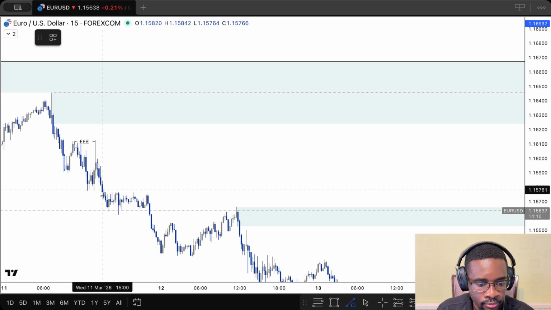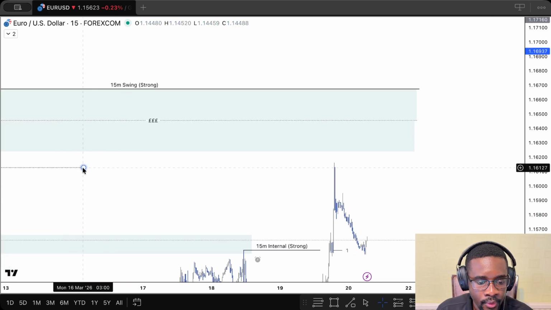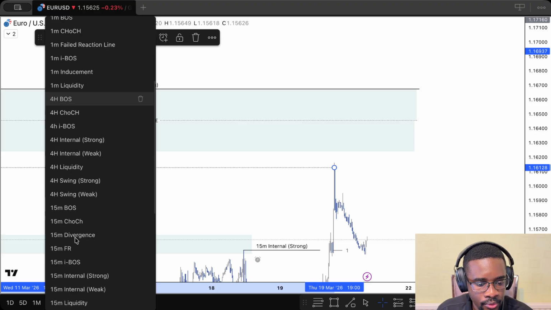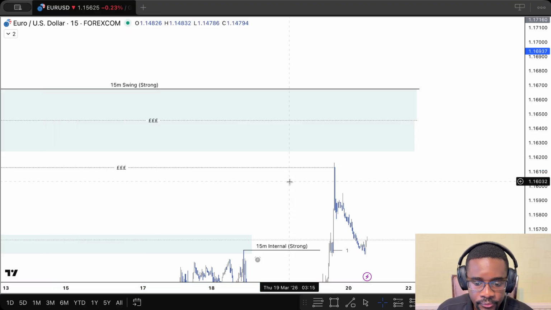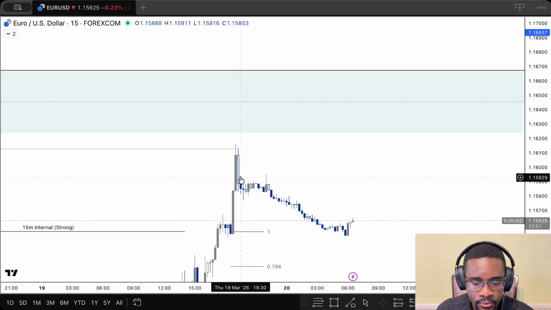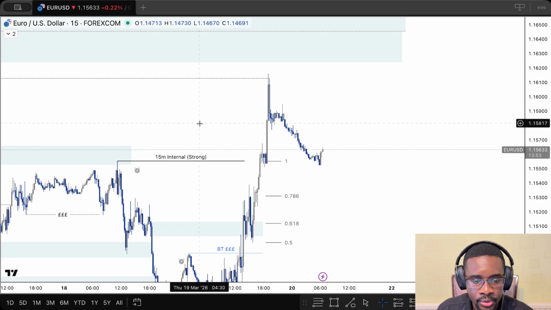Alright, and this was a valid area of supply, swept, and then went on to break structure. But this area was also swept. Okay, and then from there price has been reacting bearish.